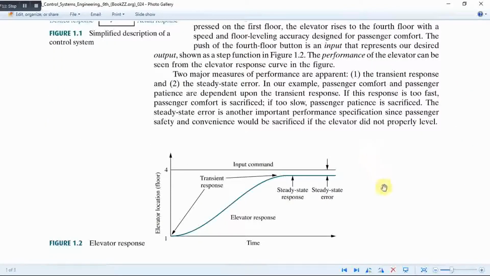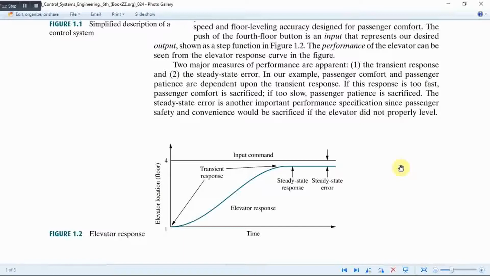For a system we have two important types of response, that is the output. One of which is the transient response and the second is the steady state response. Transient response is the short-term response, whereas the steady state response is the long-term response of the system.